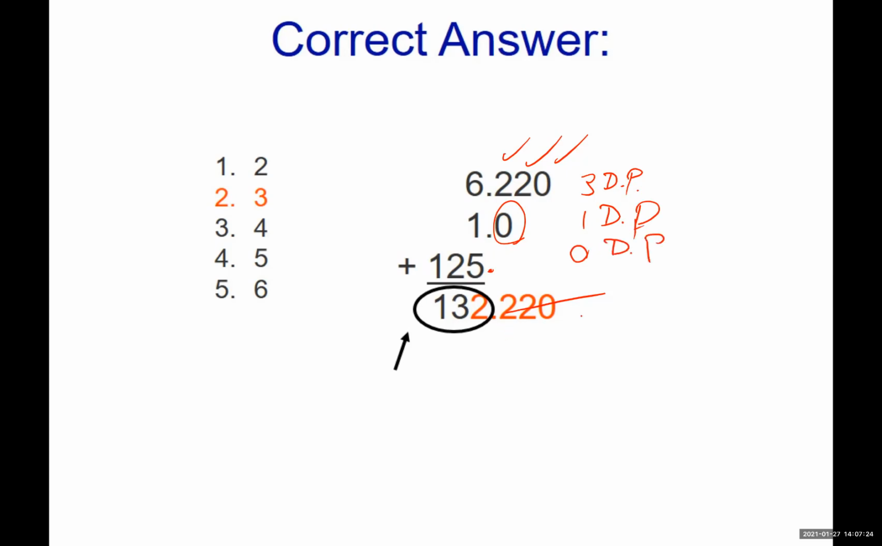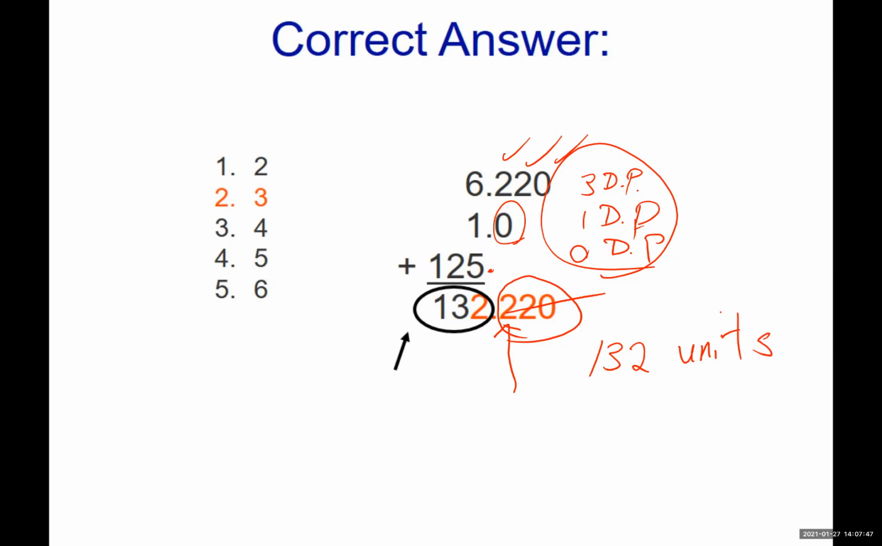How many decimal places in the answer? I'm supposed to have the minimum between 3, 1, 0, which is 0. No decimal places. I'm canceling. And I look at the first digit I'm dropping. It's less than 5. I ignore it. So I'm left with 132 units, whatever the unit of this measurement is. So the answer has 3 significant figures.